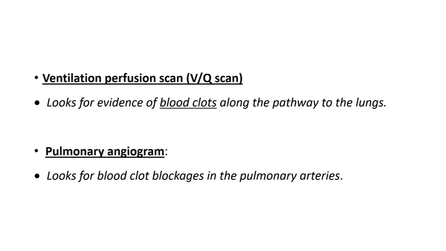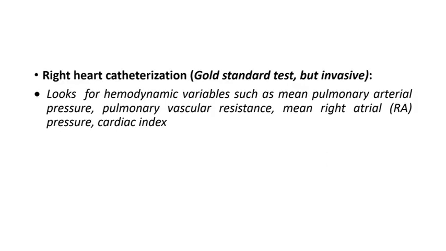One of the tests as well is the pulmonary angiogram, which is the golden diagnostic tool, but it is an invasive test. It looks for blood clot blockage in the pulmonary arteries, and it is used also to diagnose a subtype, which is the chronic thromboembolic pulmonary hypertension subtype. Right heart catheterization, as we said, is the gold standard test, but it is an invasive test. It looks for hemodynamic variables such as mean pulmonary artery pressure, the pulmonary vascular resistance, the mean right atrial pressure and the cardiac output, or what's called cardiac index.